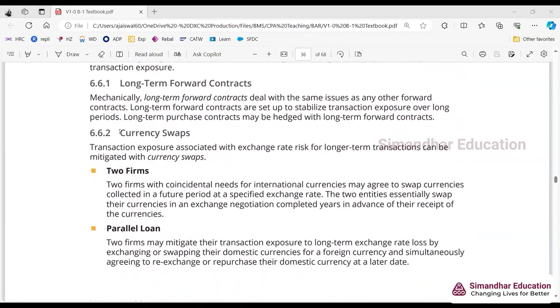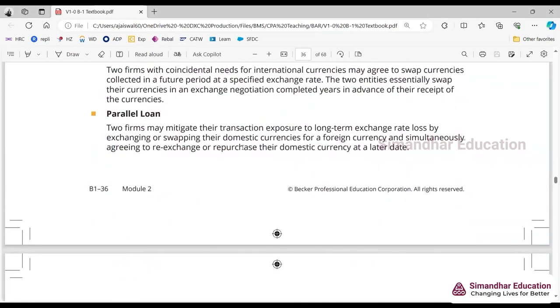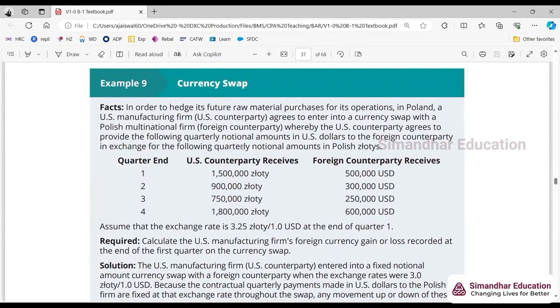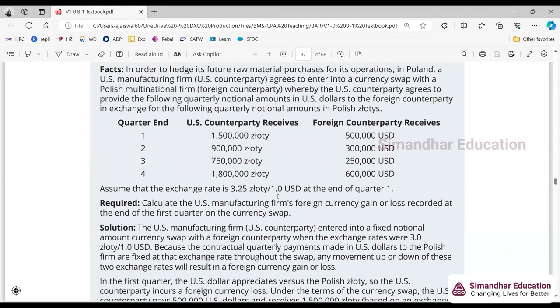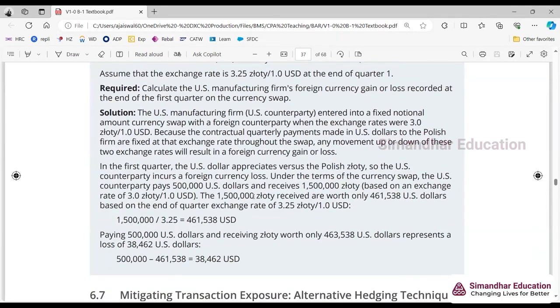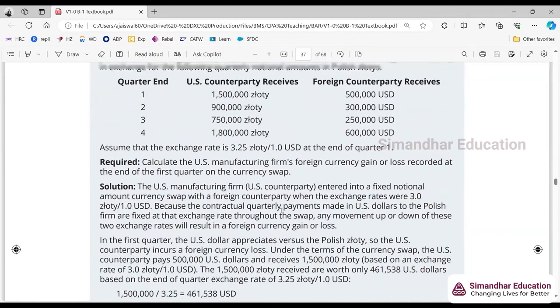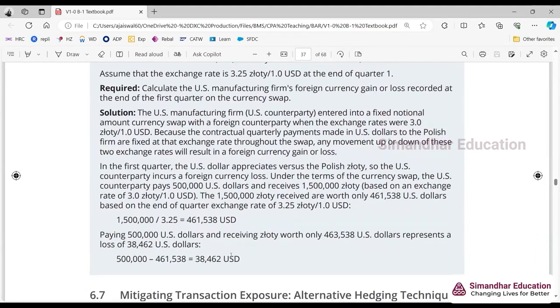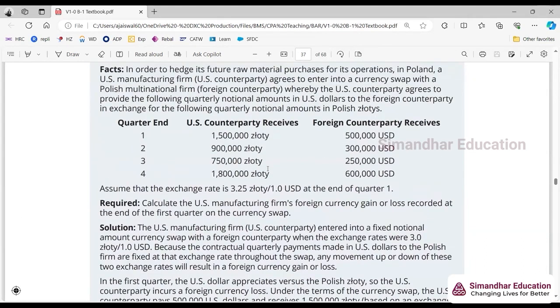Then we can have currency swaps also. Currency swaps are just like interest rate swaps. In interest rate swaps, we swap fixed rate versus floating rate. In currency swaps, we swap one currency with another. Swap means exchange. Okay. So this example is there. Very simple example. So, end of quarter one. Now, where is that? First quarter. Second quarter is where? In first quarter only it's written, right? Okay. Let's try to solve this.